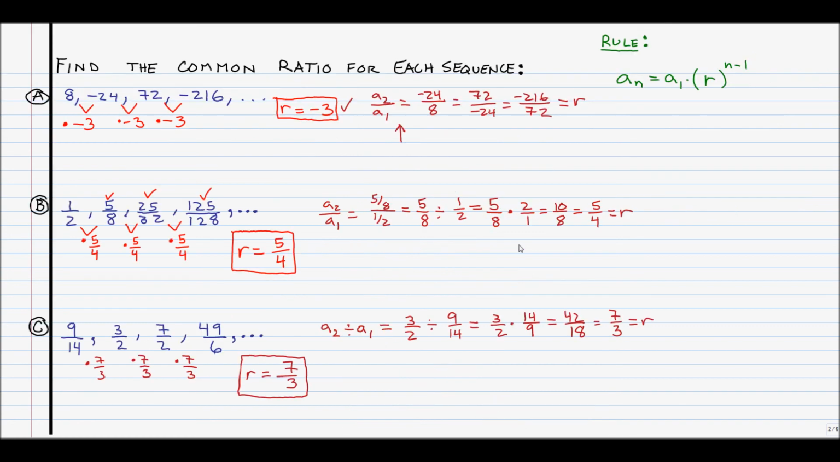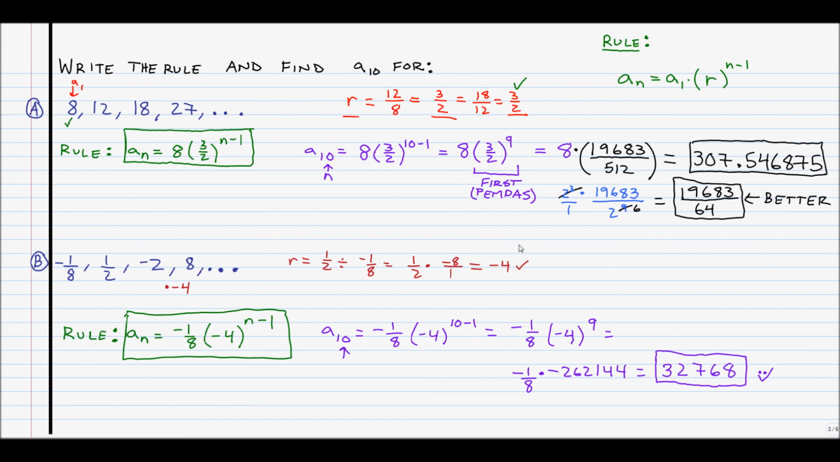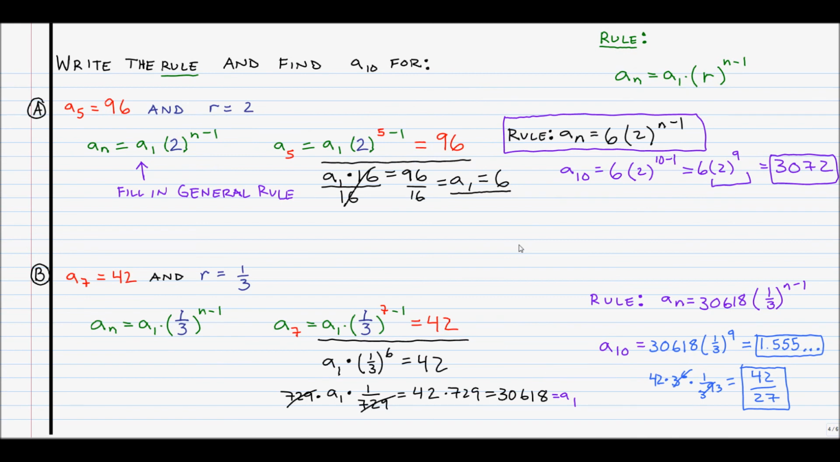We went through and found the common ratio a couple times to practice that. We wrote the rule and found a specific term when we were given the entire sequence to start with. And then we did the same exact thing, except when we were given a specific term and a ratio. And as I said earlier, we're going to wait till tomorrow to do it when we have 2 specific terms, because there's this cool little trick that we can use for that.